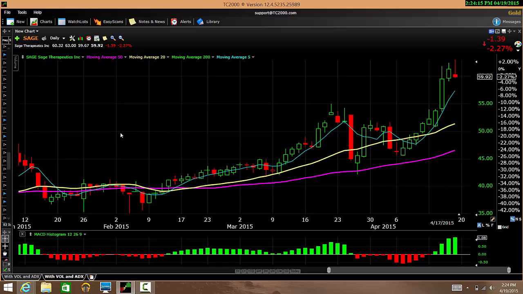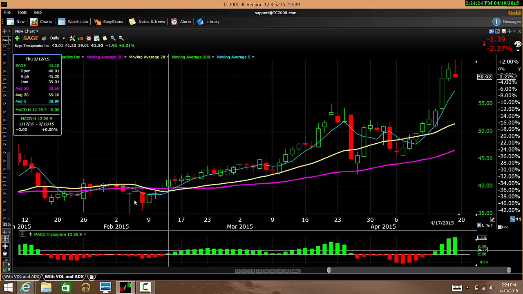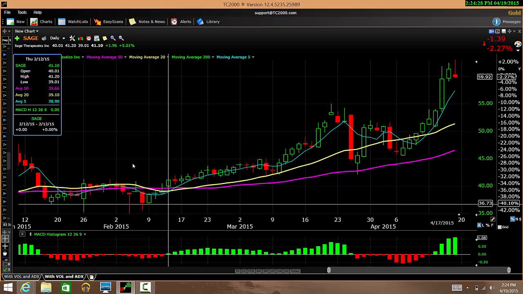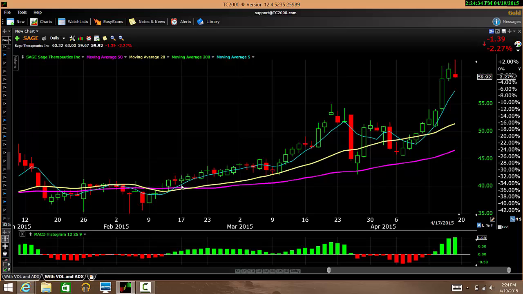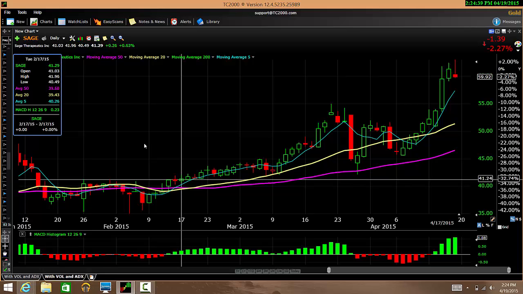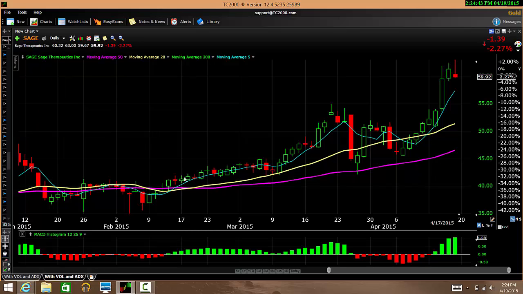Okay, and here's another stock, Sage. So here you get a buy signal from the MACD histogram, and the 5-day is still below the other lines, so I wouldn't take the trade here until it gets to about here, where the 5-day crosses right above these two lines. So this is where I would purchase the stock, at 41.24. And as you can see, it is off to the races.